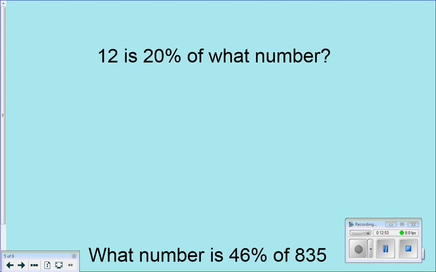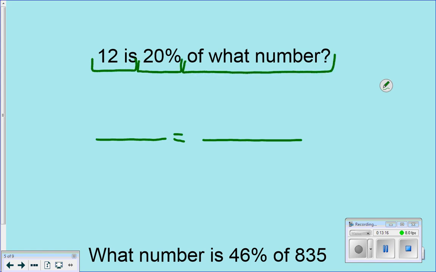We'll do this one. 12 is 20% of what number? So, first thing I'm going to do, set it up. 12 is 20% of what number? So I have 12 is 20% of what number? See how I section it off? It kind of helps you determine what's there and what's not. Okay.